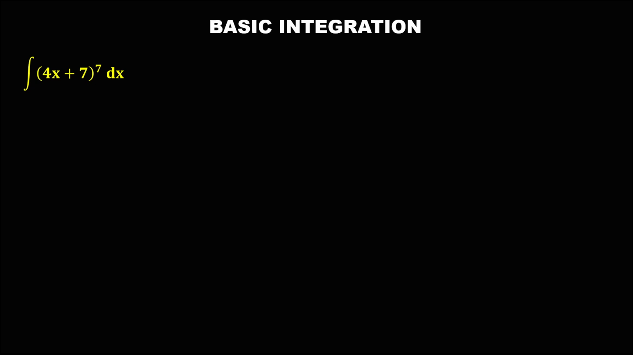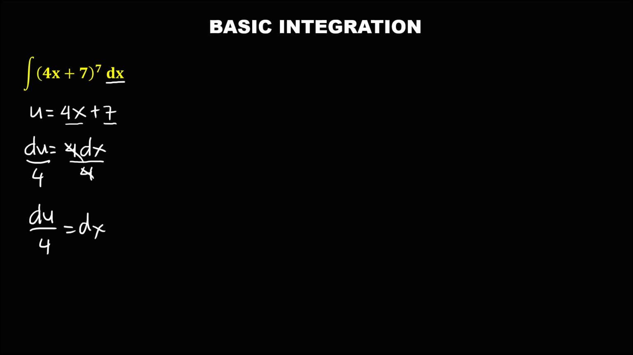Then for this given, again using the u substitution, so u equals 4x plus 7 and du, so the derivative of u, the derivative of 4x, this one is 4, and the derivative of a constant, that's 0. So du is 4, then we need to add dx. Since in the given, we only have dx, so to solve for dx, divide both sides by 4. So we have du over 4 equals dx.